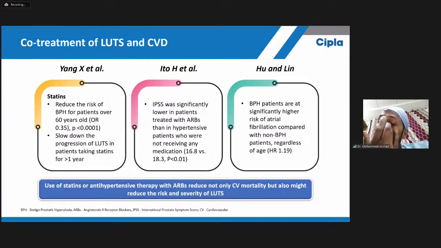So it was clearly seen that for people suffering from dyslipidemia or hypertension, if they are taking medication for these comorbidities, then the lower urinary tract symptoms decrease, while people who were not taking these medications tended to have a greater chance of severe lower urinary tract symptoms.